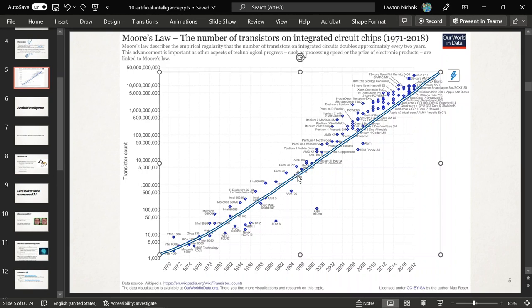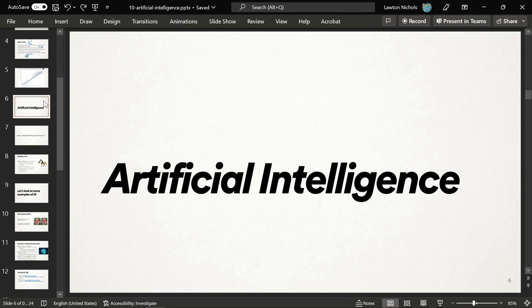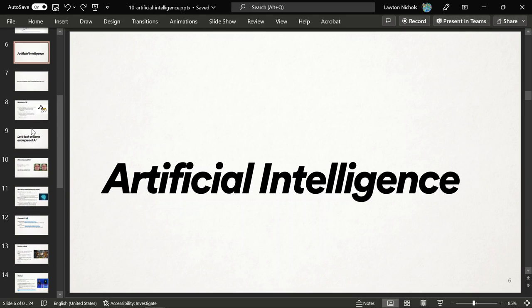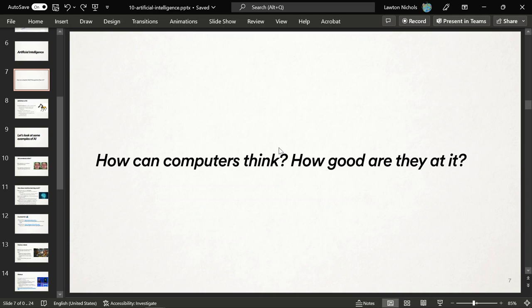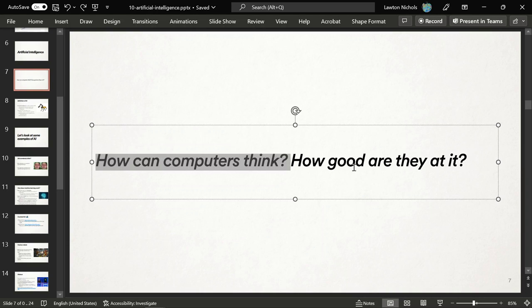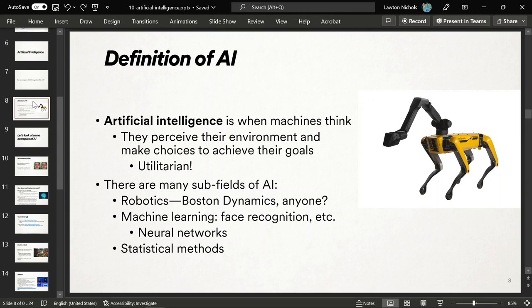And this making programs faster, increasing the number of transistors, is definitely the reason that artificial intelligence is getting a lot more popular these days, because we have more processing power to throw at artificial intelligence algorithms. Okay, so let me try to teach you how computers think. And I'll tell you how good they are at it too, if I can. So yeah, let me define artificial intelligence for you. This is a fun topic for me to talk about, at least.